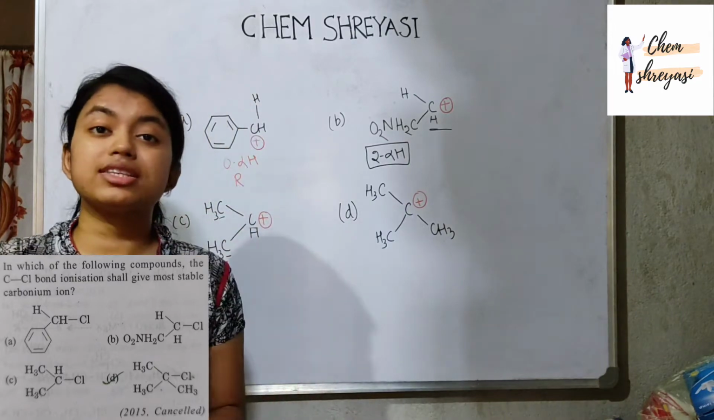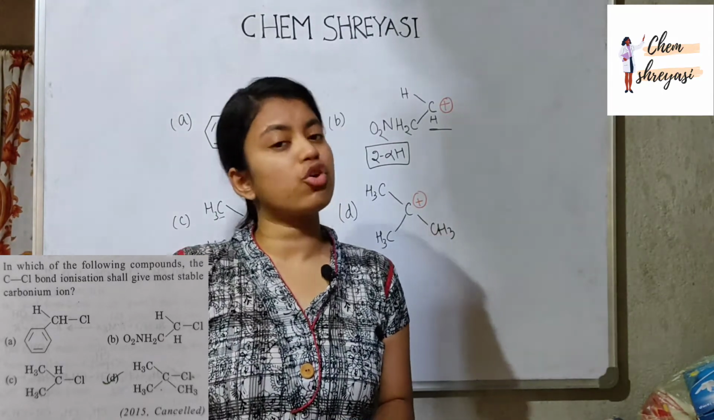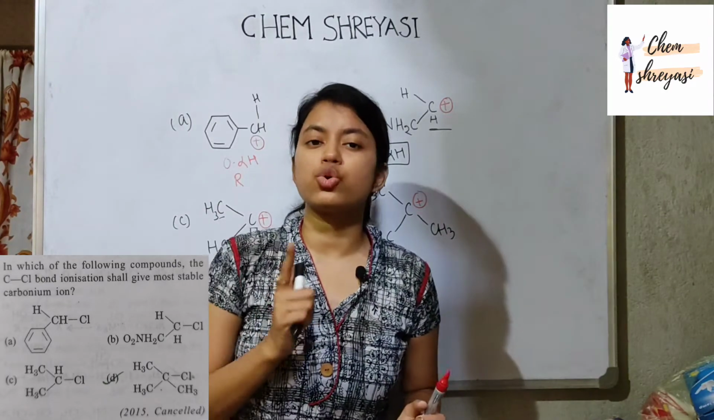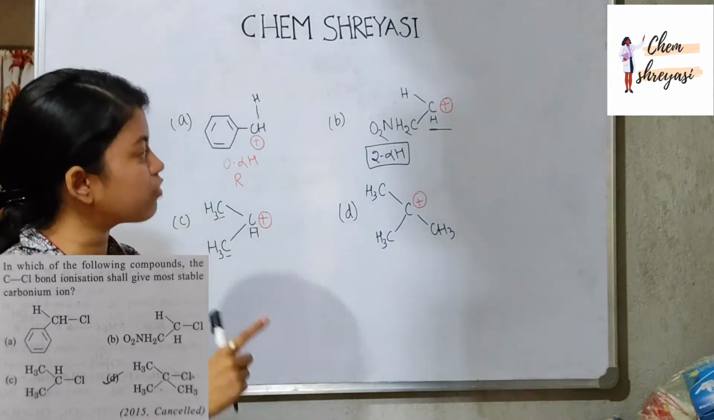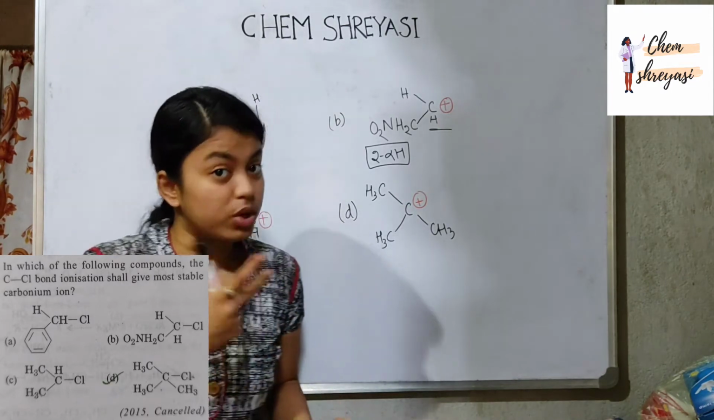But there is a nitro group. Now nitro group is a very highly electron withdrawing group. That means it shows minus I effect. Now because of the nitro group present here, it will try to pull the electron towards itself.